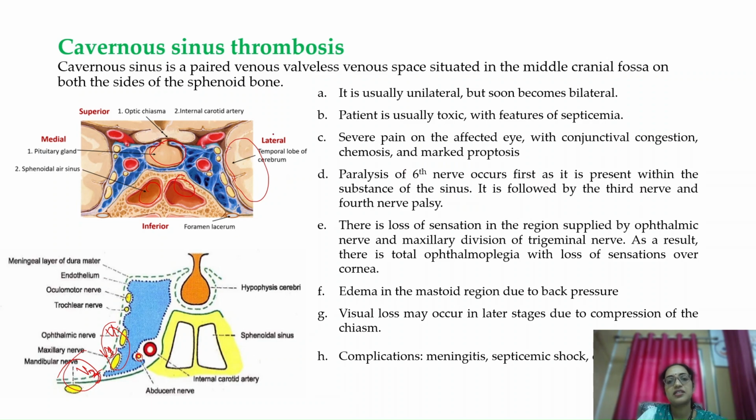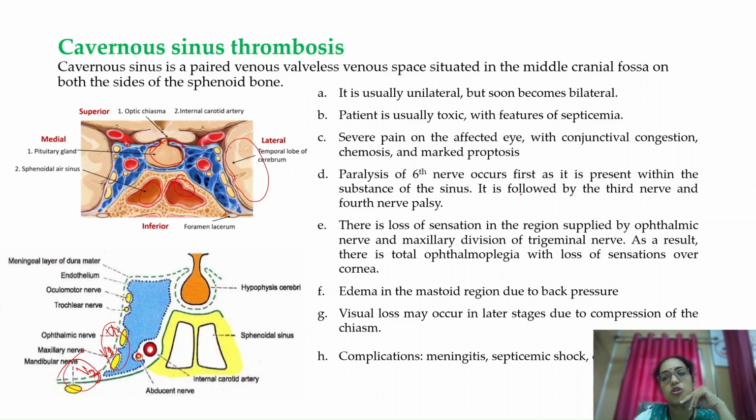So cavernous sinus thrombosis, how does it present? It's usually a very acute condition. It presents with unilateral or bilateral, and soon it becomes bilateral. The patient is usually toxic and there may be features of septicemia. There is severe pain on the affected eye with conjunctival congestion, chemosis, and marked proptosis. Paralysis of the abducens nerve begins first because it's present within the substance of the sinus.